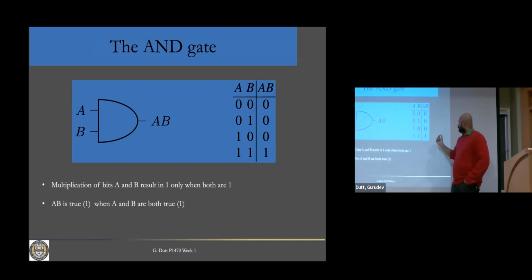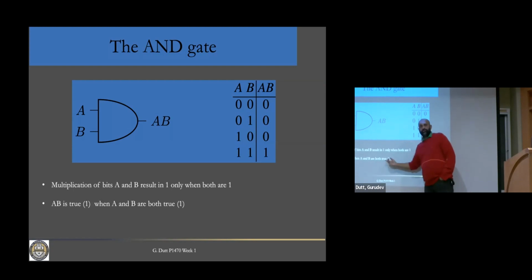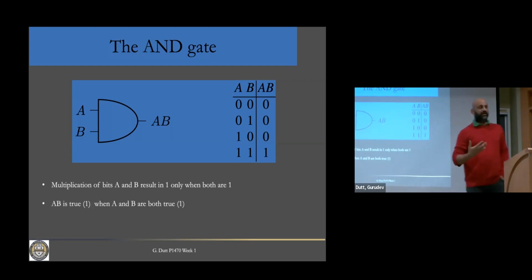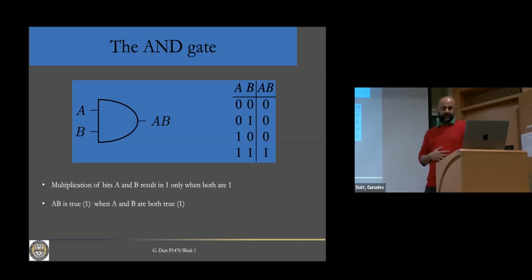So the output AB is true only when A and B are both true. This is the logical statement: the output is true only when both A and B are true. And sometimes when I refer to actual digital circuits, I'll say the output is high when both the inputs are high. Instead of 1 you'll hear high, and instead of 0 you'll hear low.